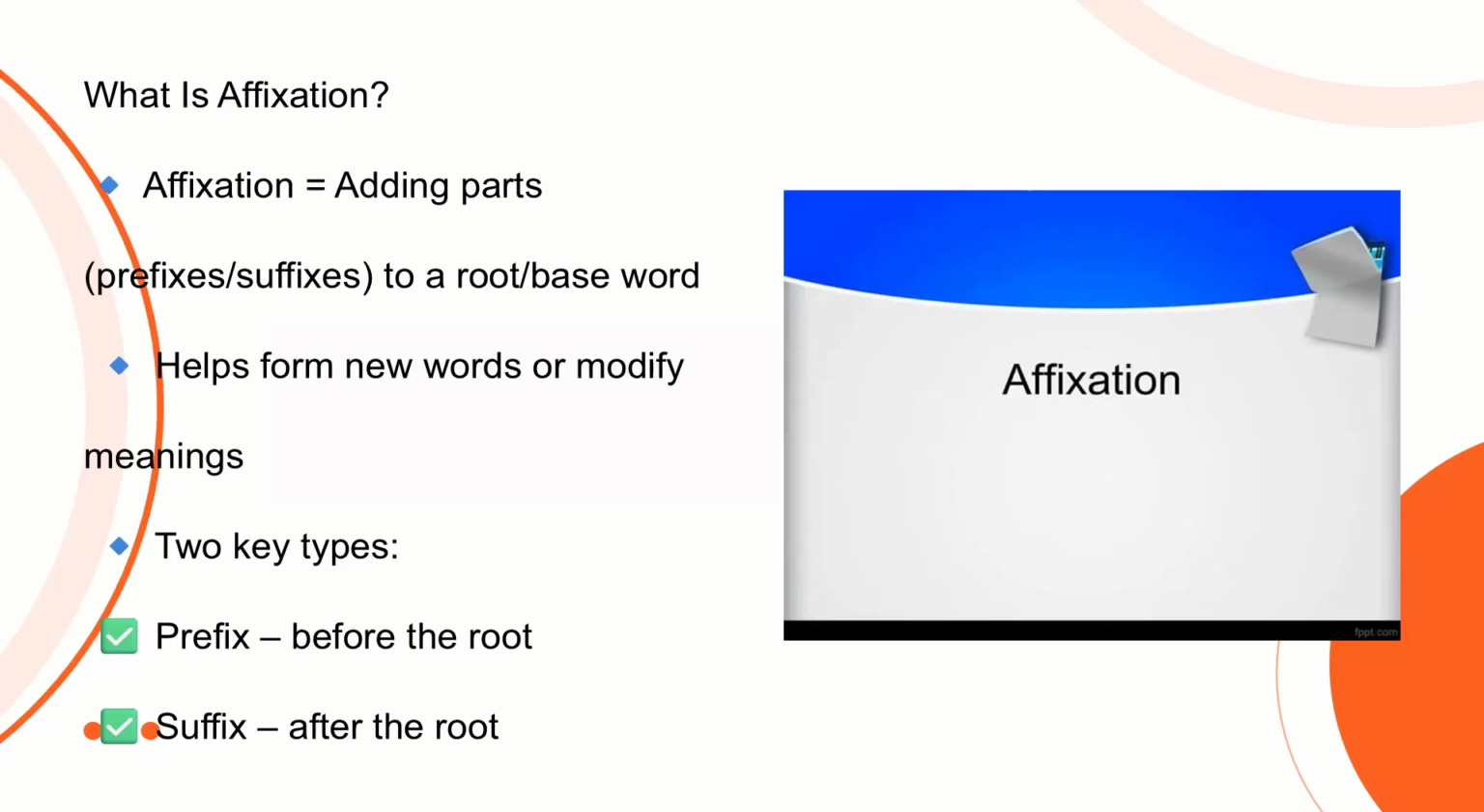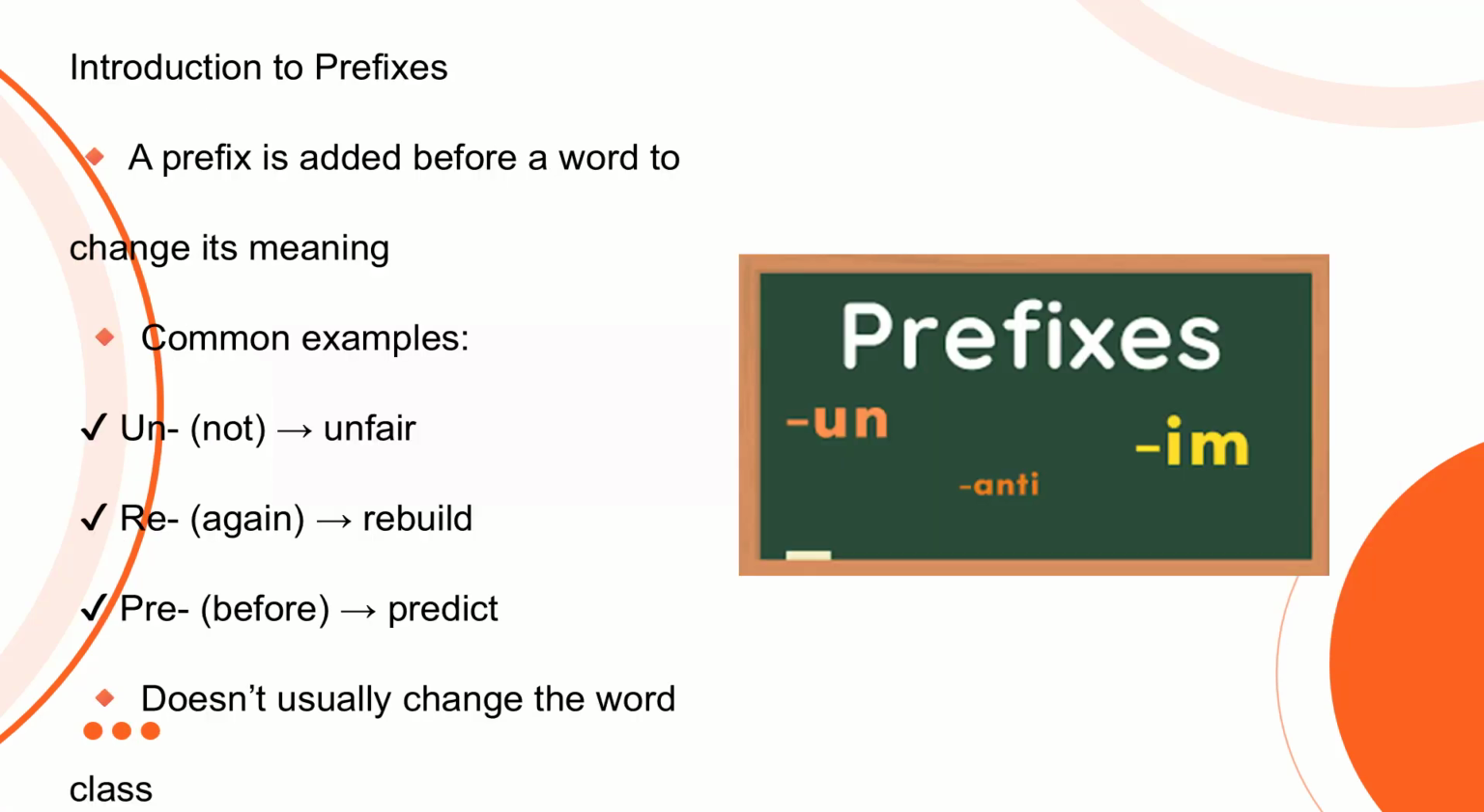What is affixation? Let's define the process of affixation. Affixation means adding a prefix or suffix to a root word. A prefix comes before and a suffix comes after the base word. This process forms new words or changes the word's meaning. It is one of the most common word-building techniques in English.